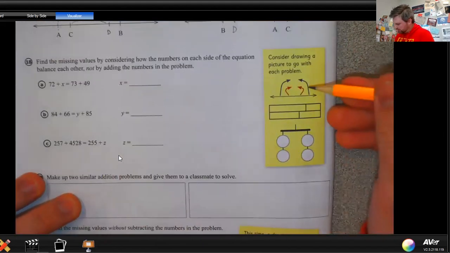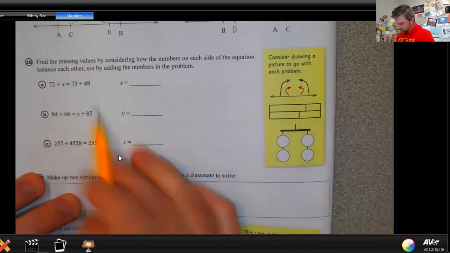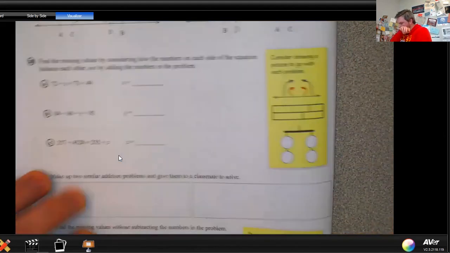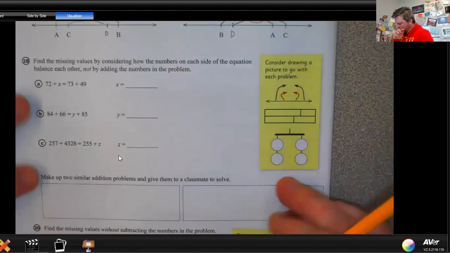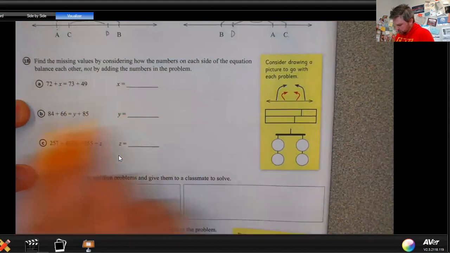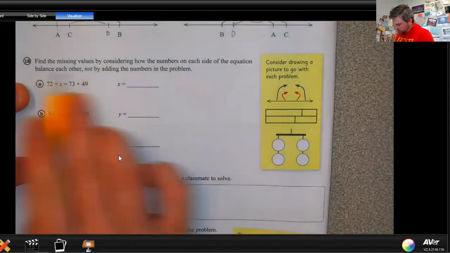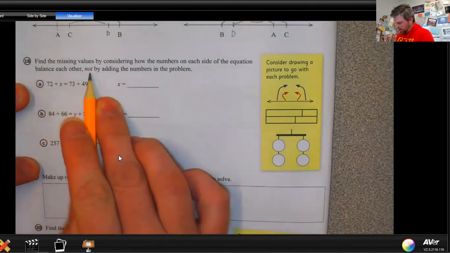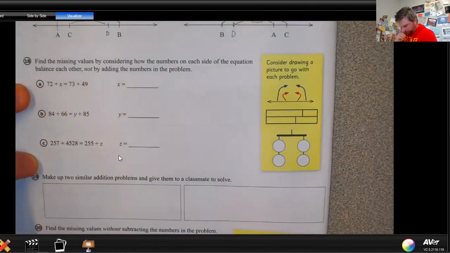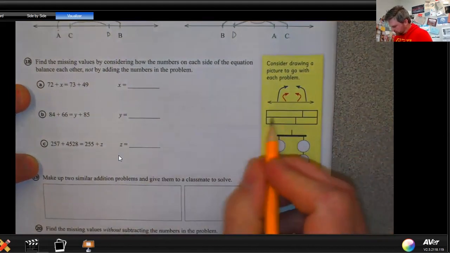Okay, here they give you a couple ways to work out these addition problems here. And they give you some space here. So find the missing values by considering how the numbers on each side of the equation balance each other out, not by adding the numbers in the problem. Okay, so let's just try a few. I'm going to start with this one.